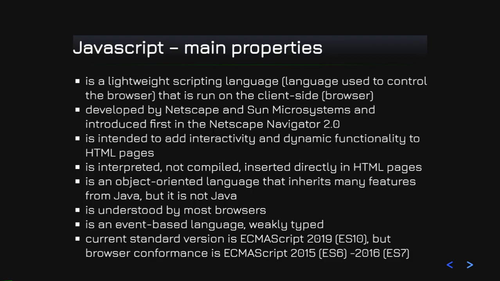It is understood by most browsers, and it's an event-based language, meaning that most of the time the JavaScript code runs as a reaction to an event from the user, meaning a mouse click, page reload, a swipe, and events like that. It is a weakly typed language, meaning that a variable can change its type throughout the execution of the code.